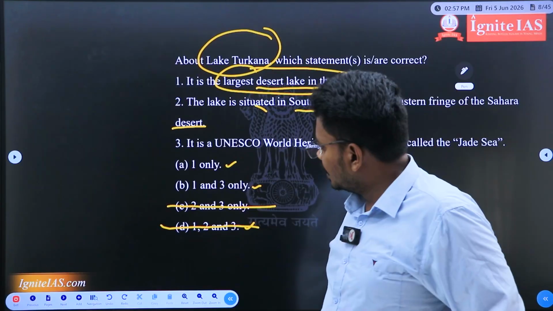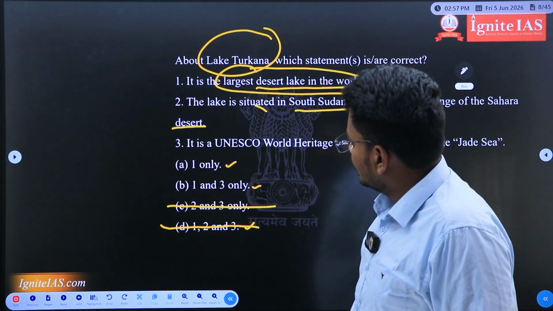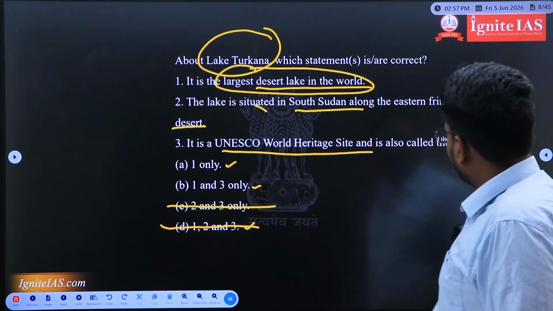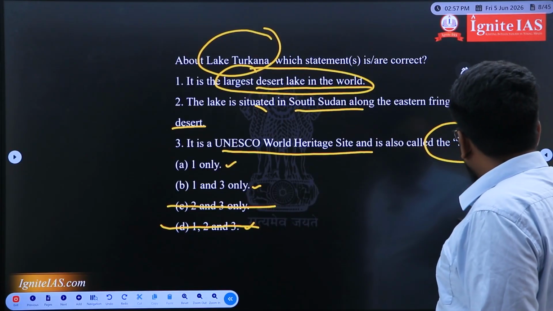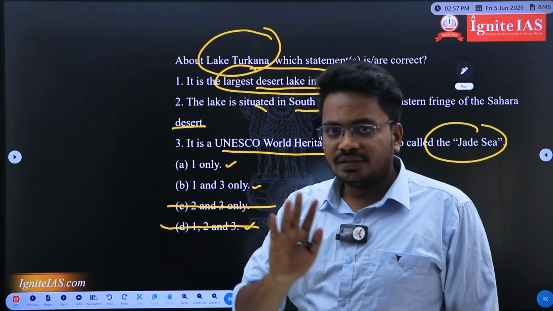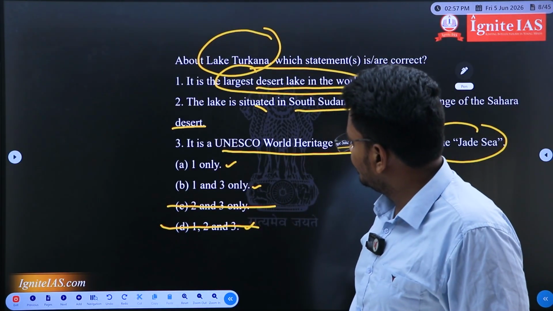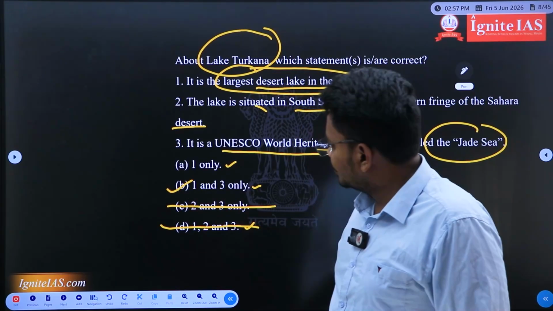We can eliminate option D. Now, the third one: it is a UNESCO World Heritage Site and it is also called the Jade Sea. Yes, this is a correct statement. So what would be the answer? The answer would be option B.